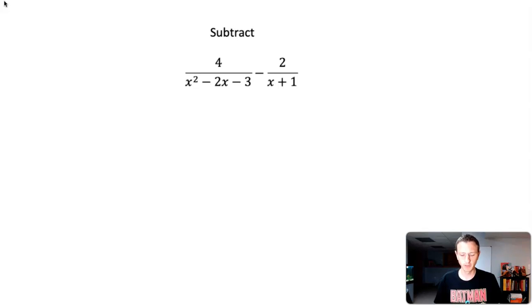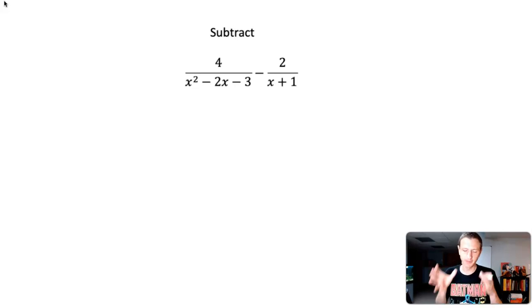Today I'm going to be taking a look at subtracting these rational expressions: 4 over x squared minus 2x minus 3, minus 2 over x plus 1. So first we want to make sure we identify the operation that's happening here, and this is a subtraction problem. The directions give us subtraction. Usually it might just say solve or something like that, but here it says subtract. So we know we have a subtraction problem, and plus we see this subtraction sign.